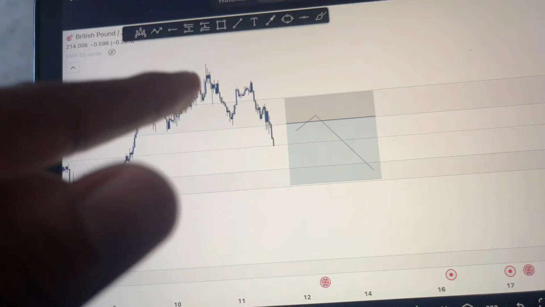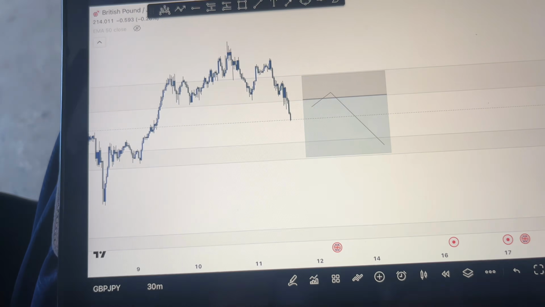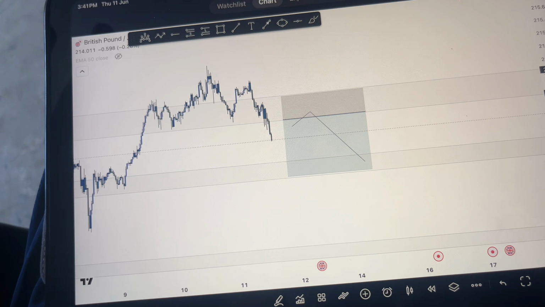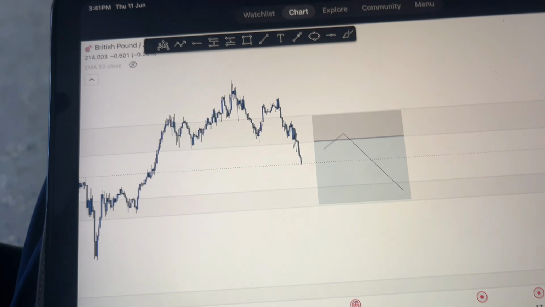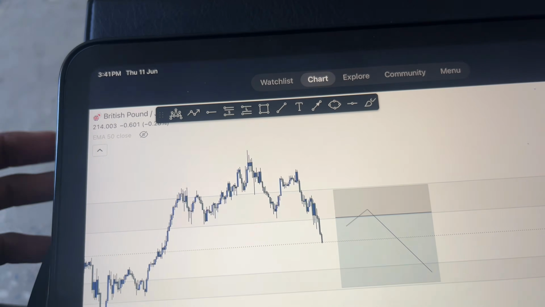So this pair, GBP JPY, looks like the only pair that we're going to be taking this week. That's if I even see my entry criteria, because today is already Thursday, so I really don't know. So guys, whatever happens, I'm going to update you guys. If I end up taking a trade on JPY, I'm going to show you guys.